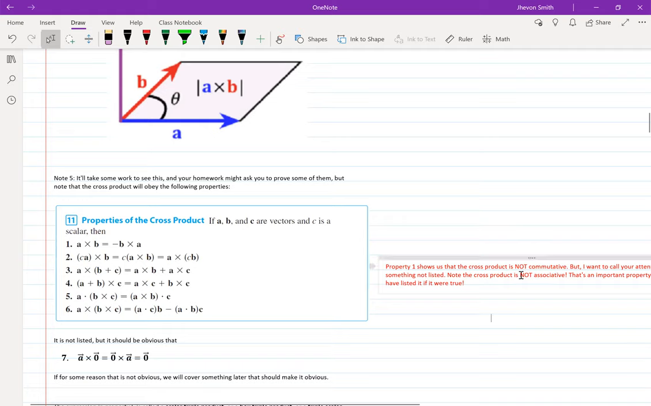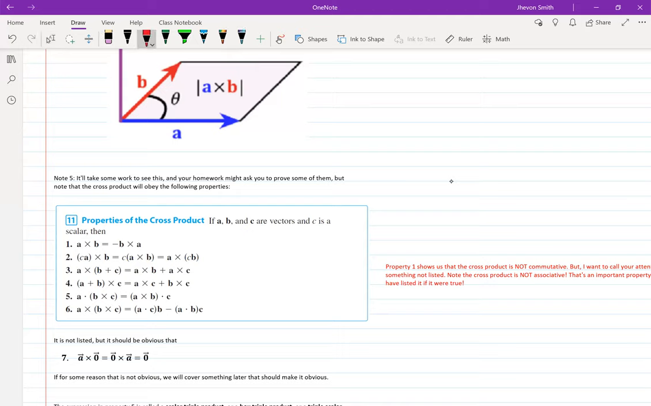One thing that's not listed here at all, and I want to make sure that you know, it's not because they forgot to put it in. It's actually not true. The cross product is not associative. So associative means if you have three of them in a row, it does not matter if you take the first pair or the second pair. What I'm saying is that that is not true for the cross product.